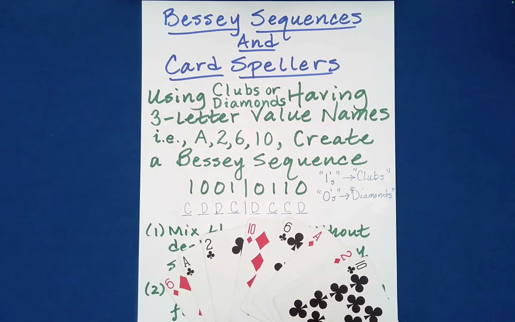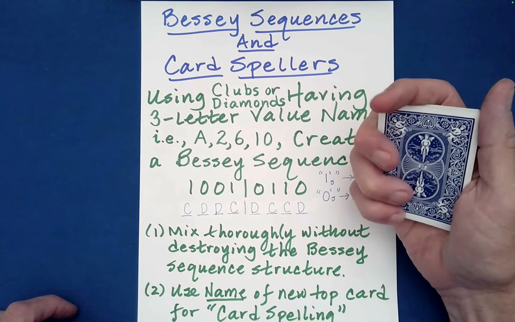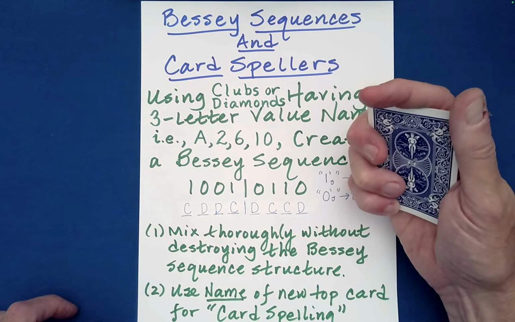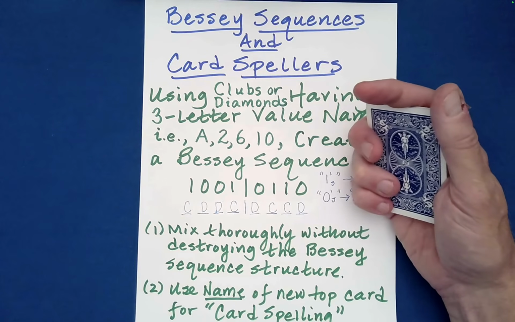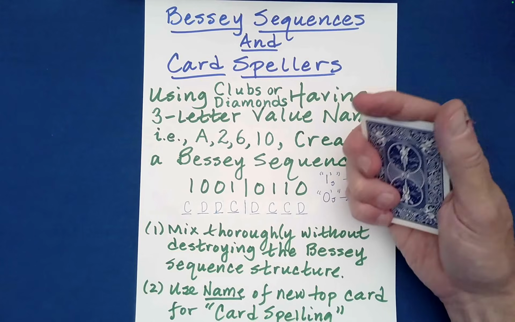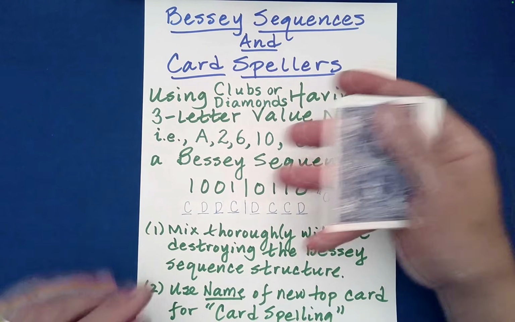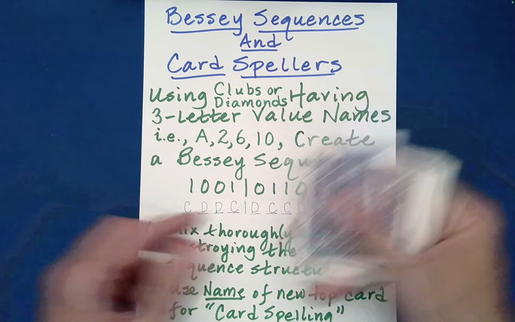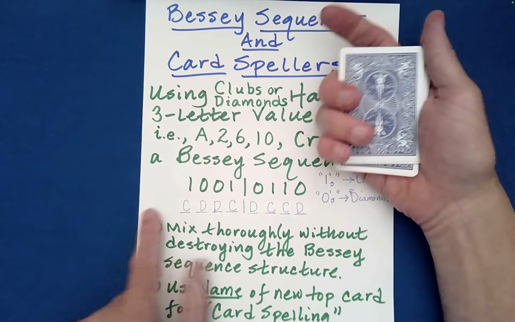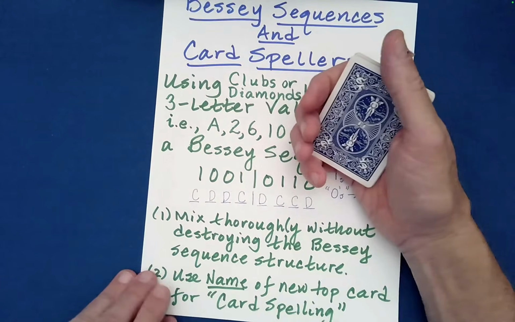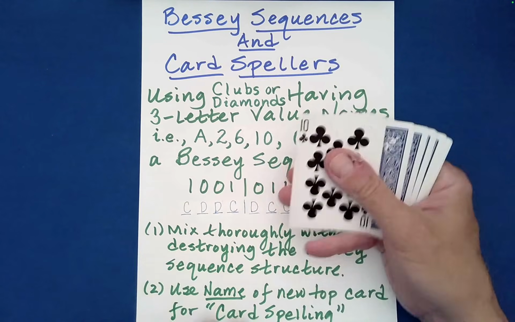So this has the right organization. You can now put it through hundreds upon hundreds of unique mixing procedures and not harm this in any way. That's what I talk about in the playlist linked in the description below regarding Bessie sequences in general. Then what we did from there is we mixed it thoroughly. You can do all of the mixing that I showed you, and this will still be of this structure. And then we just took a look at the top card, 10 of clubs, and spelled that.